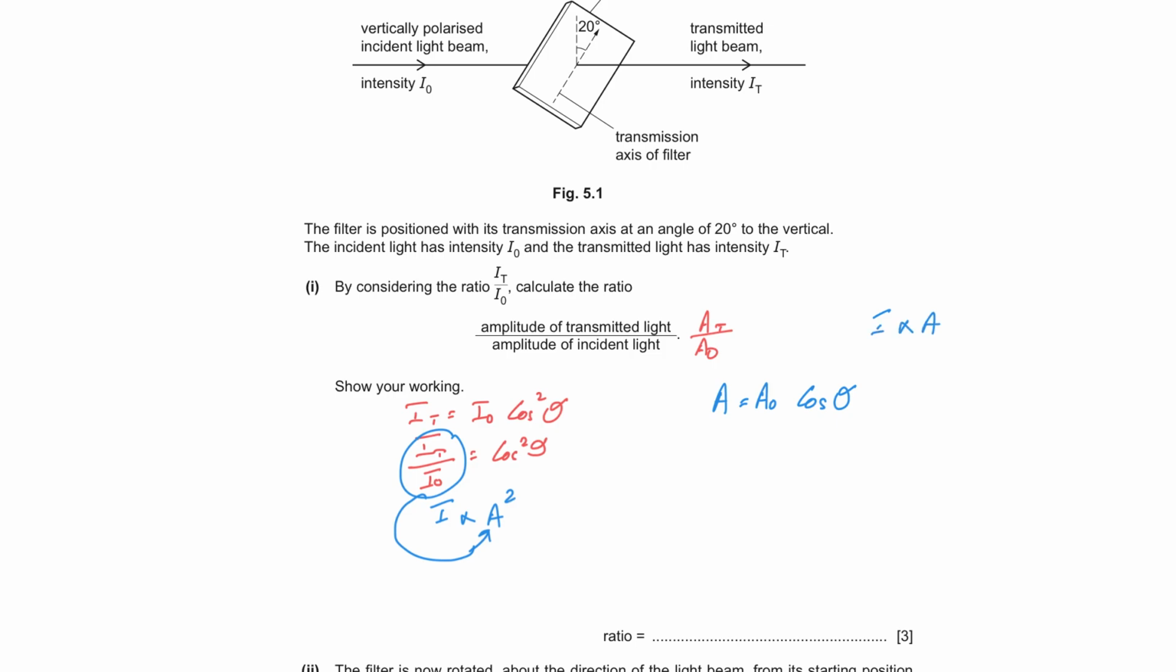So AT over A0 is equal to cos theta. AT over A0 is equal to cos 20. Just find out the value of cos 20. Make sure the angle in your calculator is in degree mode. The answer comes out to be 0.94.